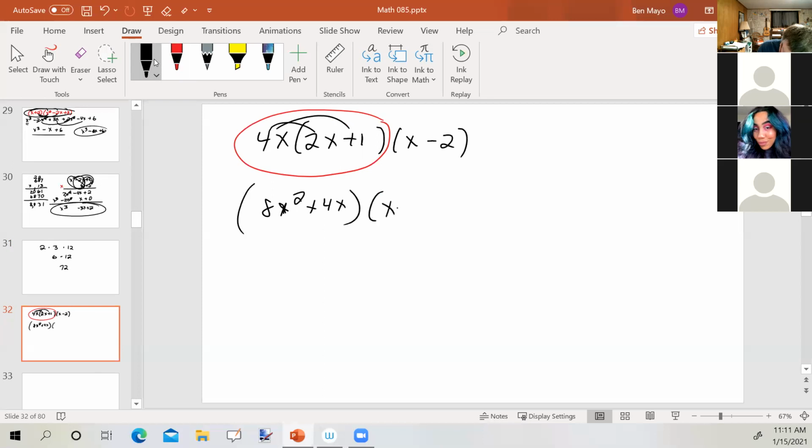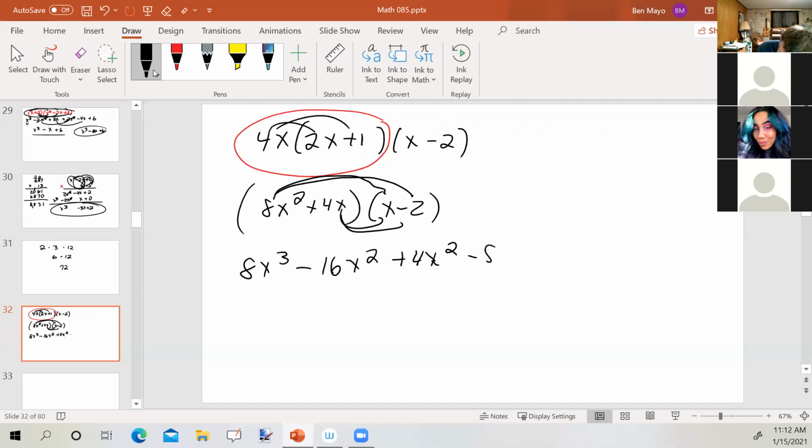Then I'm going to take that and multiply that resulting 8x squared plus 4x times the next factor, okay? So now we get 8x cubed minus 16x squared plus 4x squared minus 8x. Combining like terms, 8x cubed minus 12x squared minus 8x.